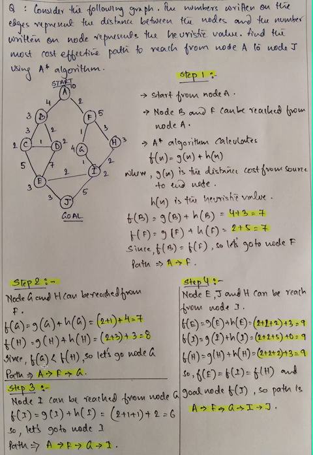So finally, f of G is lesser than f of H. So we would pick up the node G. Hence, the distance would be A to F and then F to G, and that's what I mentioned over here.